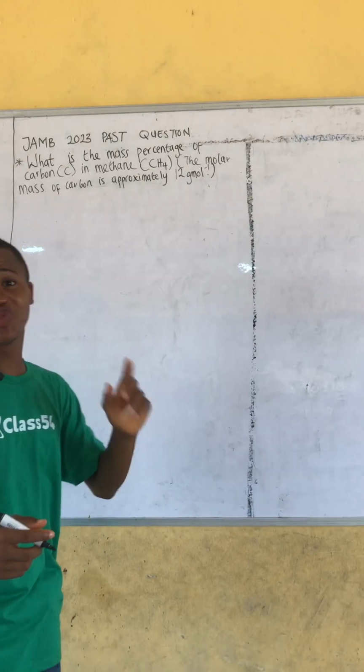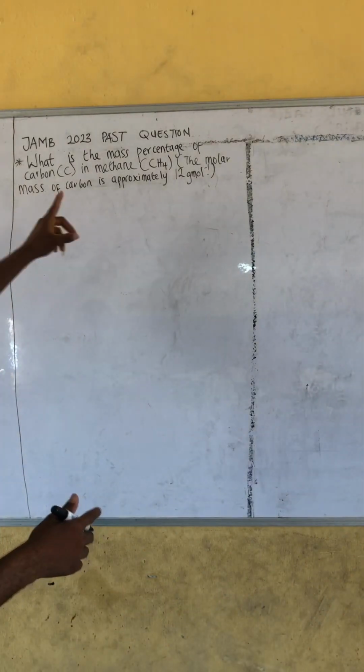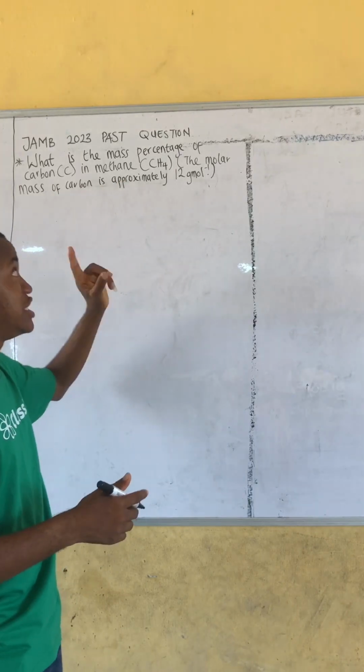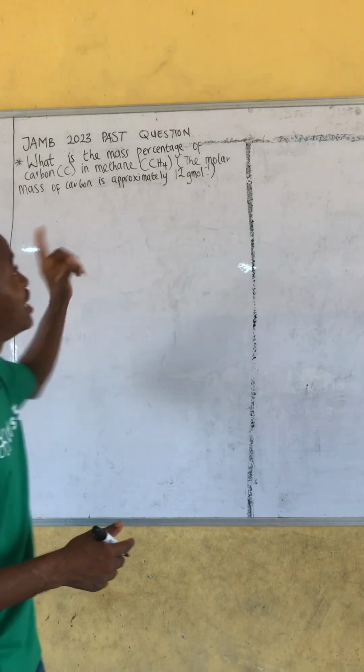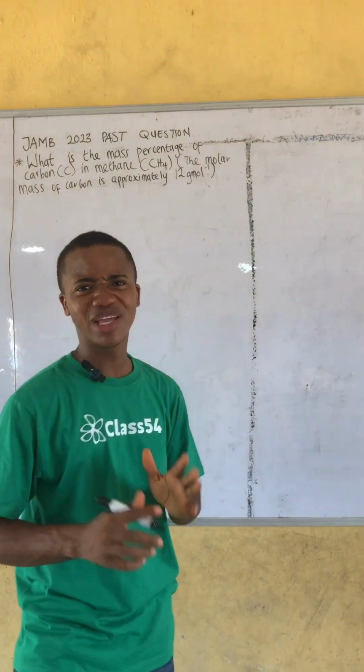Let us solve this JAMB 2023 chemistry past question together. What is the mass percentage of carbon, C, in methane, which is CH4? The molar mass of carbon is approximately 12 grams per mole. So now let us solve this question.